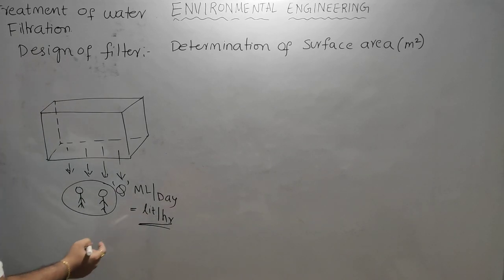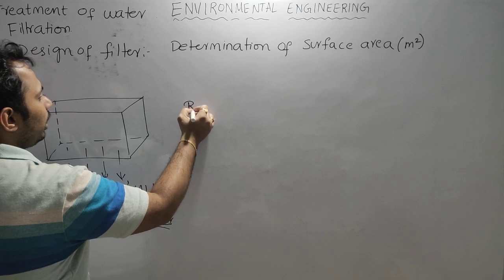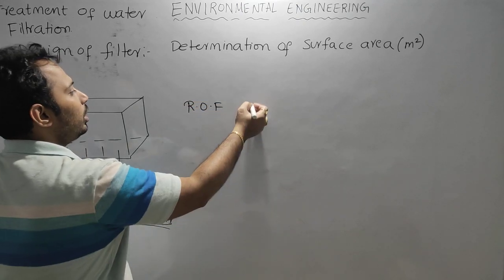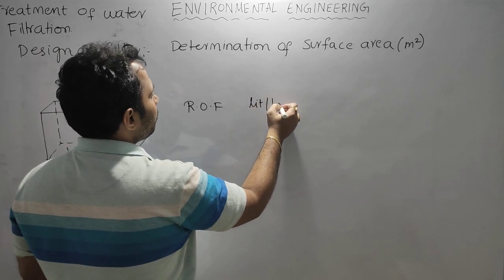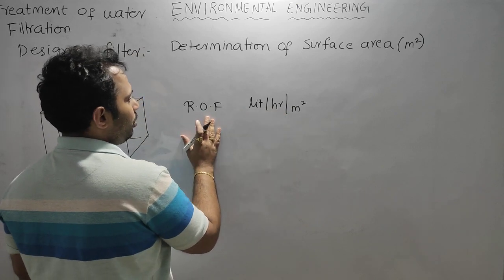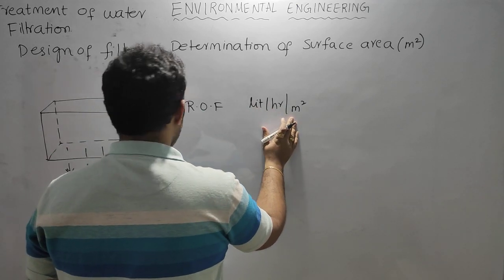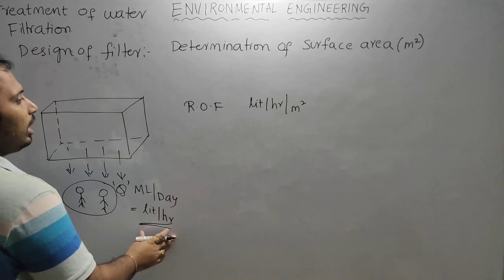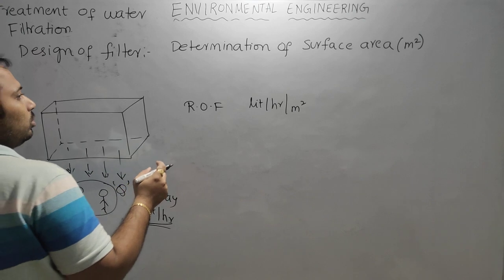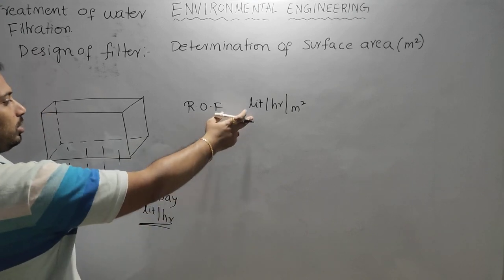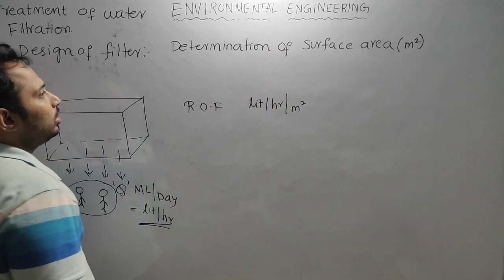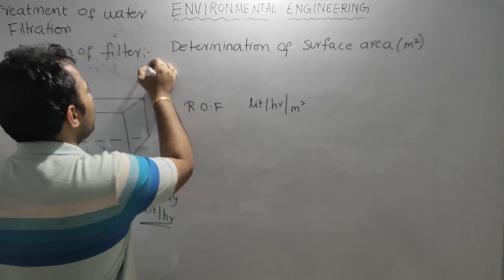And what is the rate of filtration of the filter? Generally we define rate of filtration in terms of liter per hour per meter square. So here the rate of filtration unit is liter per hour per meter square. Here the unit of the demand is liter per hour. So what is the total surface area now? If you divide this with this, then we will get the surface area of the filter.